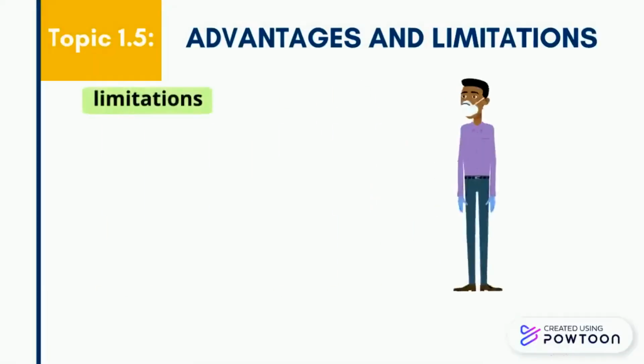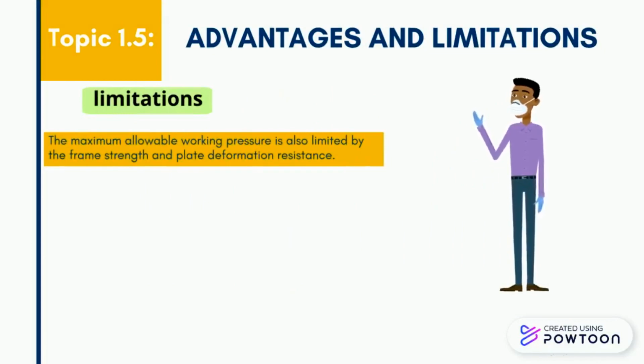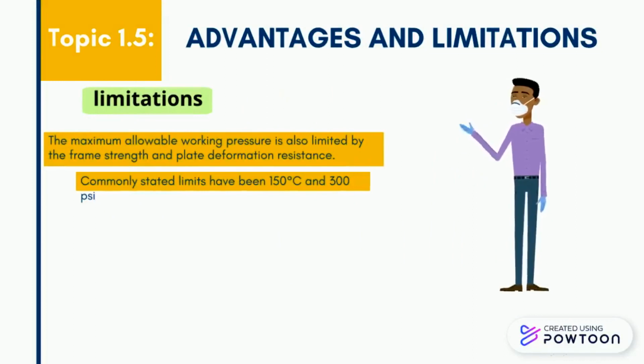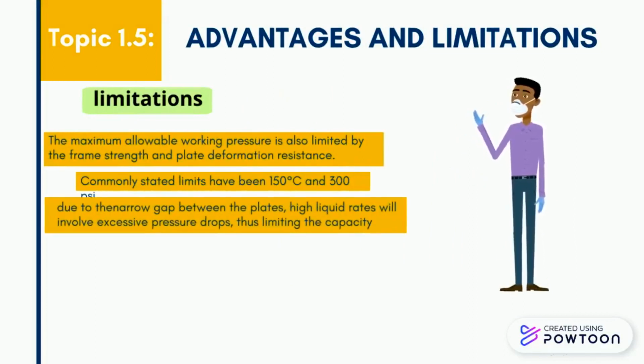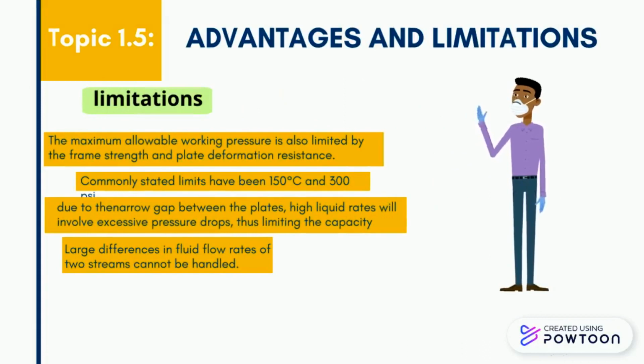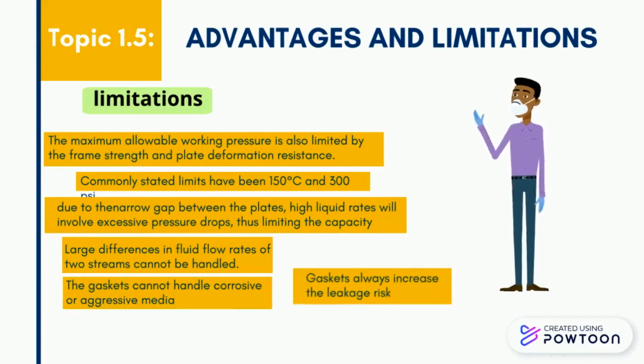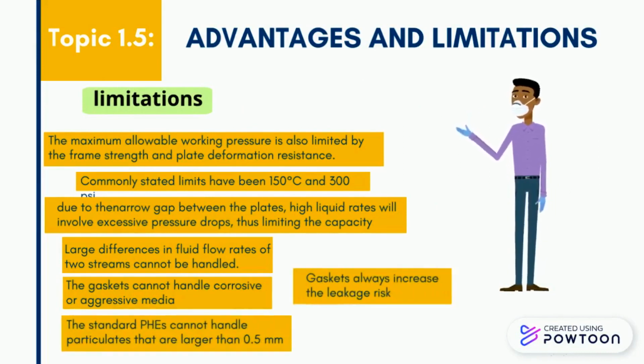Limitation. The maximum allowable working pressure is also limited by the frame strength and the plate deformation resistance. Commonly stated limits have been 150 degrees Celsius and 300 psi. Due to the narrow gap between the plates, high liquid rate will involve excessive pressure drop, thus limiting the capacity. Large difference in fluid flow rates of two streams cannot be handled. The gaskets cannot handle corrosive or aggressive media. Gasket always increase the leakage risk. The standard plate heat exchangers cannot handle particulates that are larger than 0.5 mm.